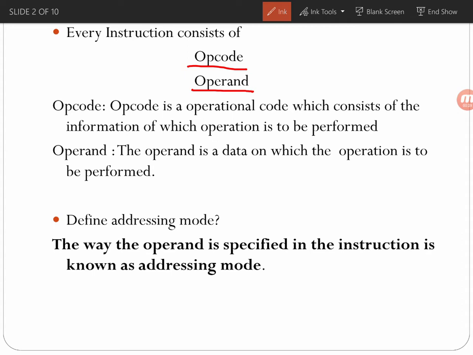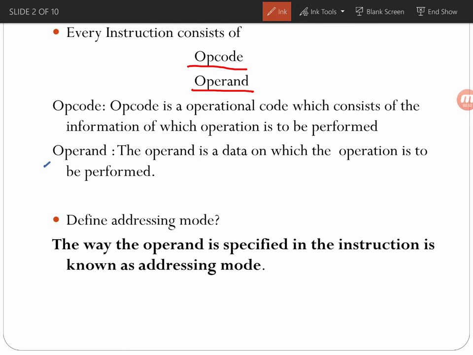Opcode is an operational code which contains the information on which operation is to be performed. For example, addition, subtraction, multiplication, division, move, rotate, clear, set. These are all the types of operation to be performed.